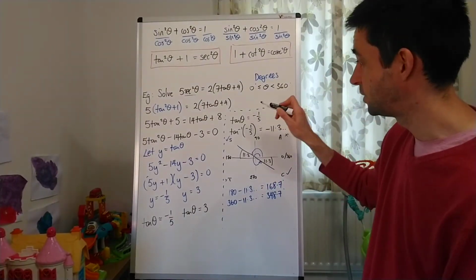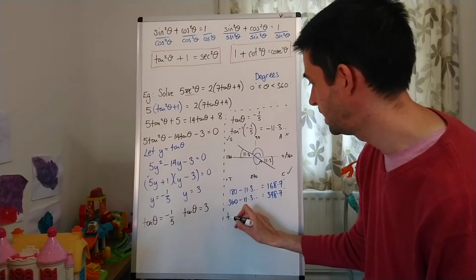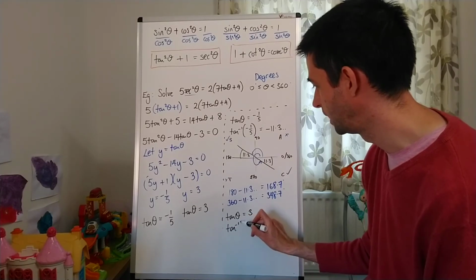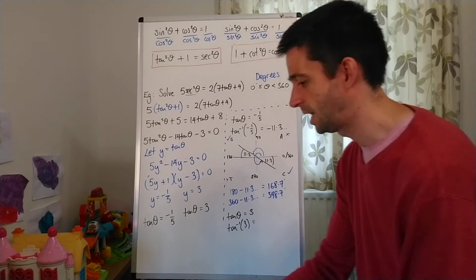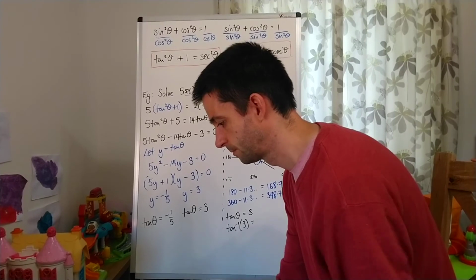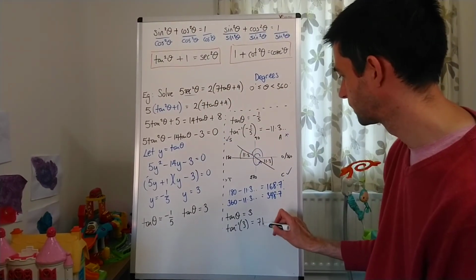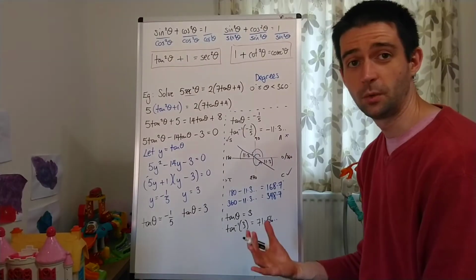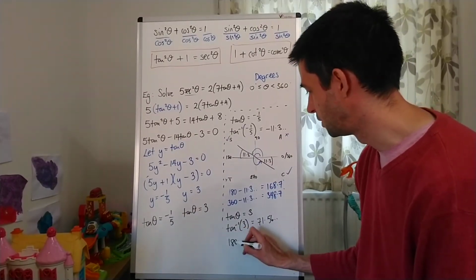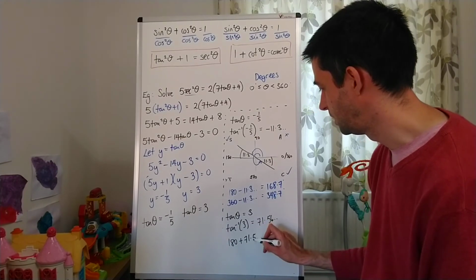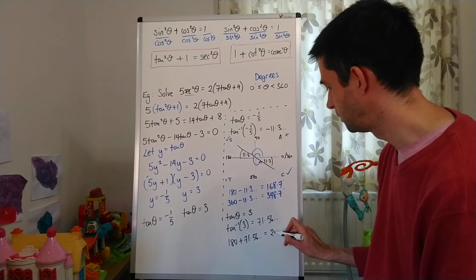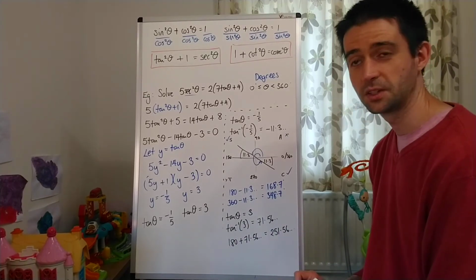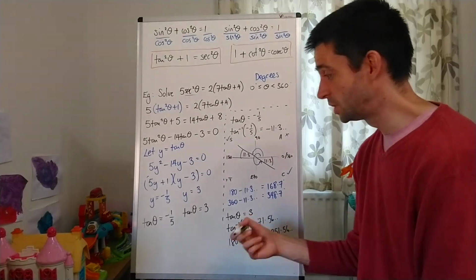So for my next set of solutions, when tan theta equals 3, I'm not going to draw a CAST diagram on this one, I'm going to do this a bit more quickly. I'm going to do tan inverse of 3, which is 71.56. And then because I know it repeats every 180 degrees, I'm just going to add on 180 to 71.56, which is going to give me 251.56. Okay. So I've got 4 solutions in total.